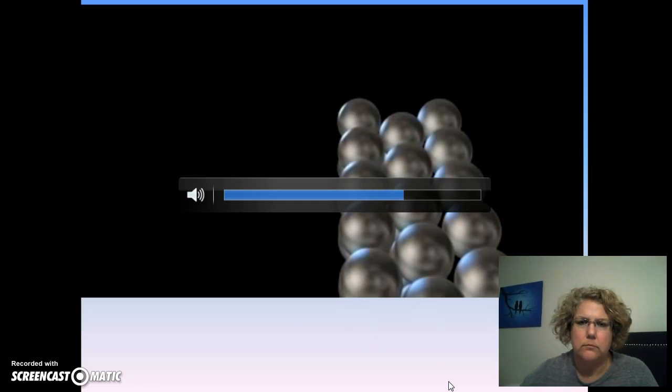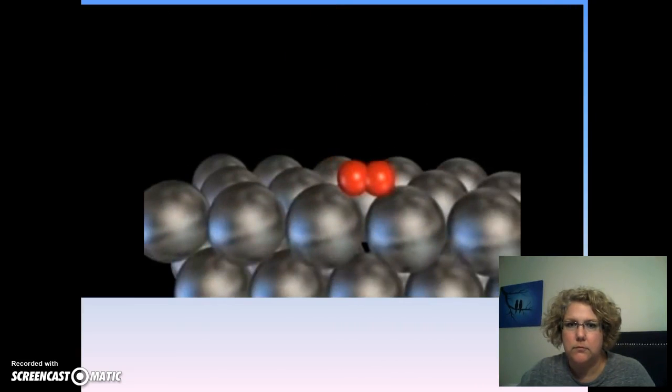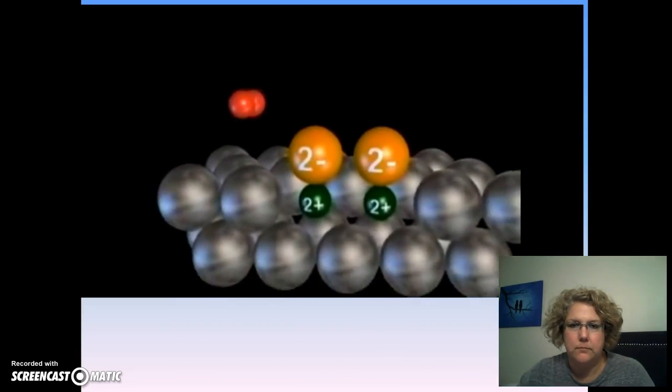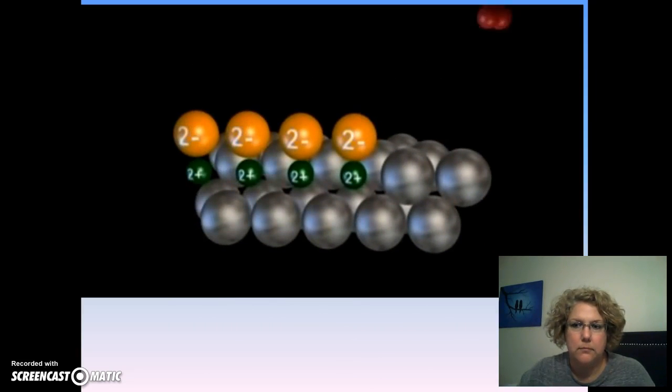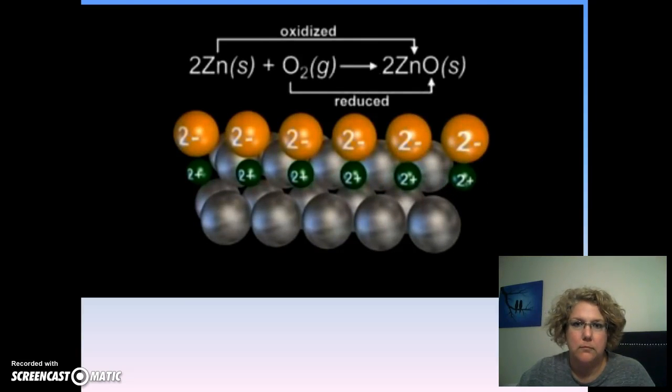When zinc metal is exposed to oxygen at high temperature, it reacts to form zinc oxide. Electrons are transferred from zinc to oxygen, creating oxide and zinc ions. We say that zinc has been oxidized. The oxidation of zinc by molecular oxygen is an example of an oxidation-reduction reaction. More generally, oxidation corresponds to a loss of electrons. Zinc is oxidized because it loses electrons to the oxygen. On the other hand, oxygen is said to be reduced because it gains electrons.